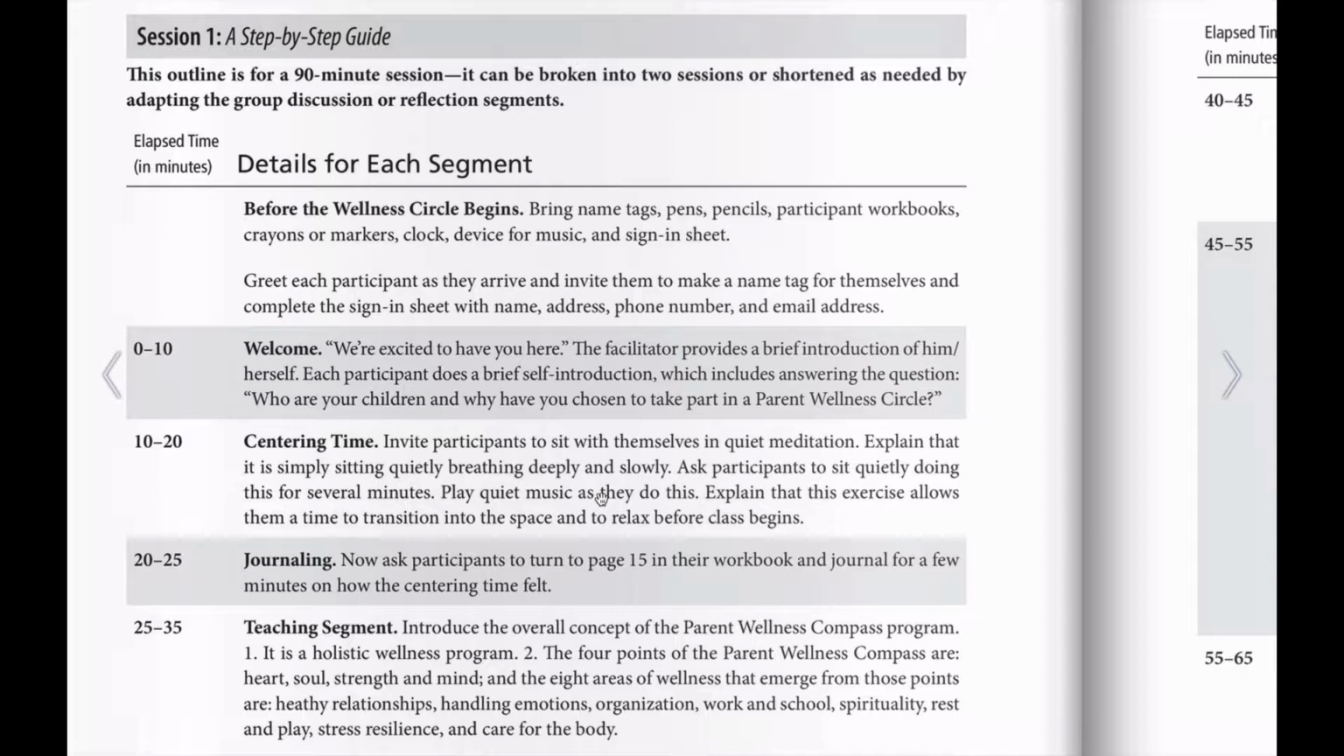And so we do like to ask them, as they're introducing themselves, to say who the children are in their life that have brought them to this parent wellness circle, and a little bit about what they're hoping to get out of it. So that's how we set the tone and how we welcome them into a parent wellness circle.